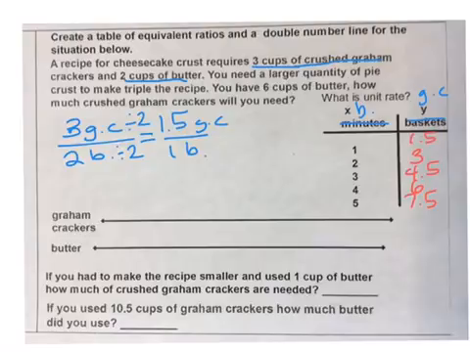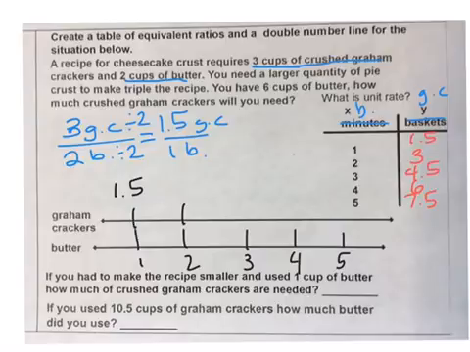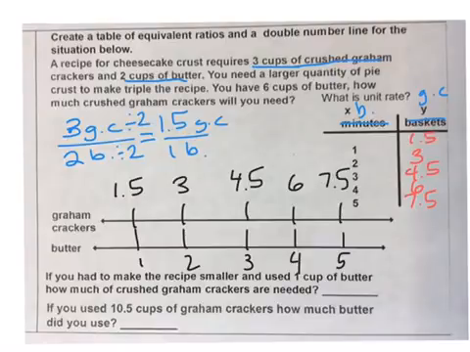All right, we're going to go ahead and we're going to make our double number line. So we're going to divide this into 5 spaces. So we have 5 cups of butter. And if you do 1 cup of butter, you're going to do 1 5/10 of graham crackers. You're going to do 3 of graham crackers for 2 cups of butter. 3 cups of butter is going to be 4 5/10 cups of graham crackers. Then we'll have 6 cups, and then we'll have 7 5/10.